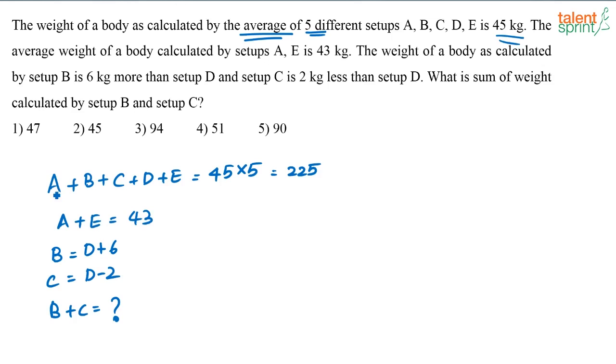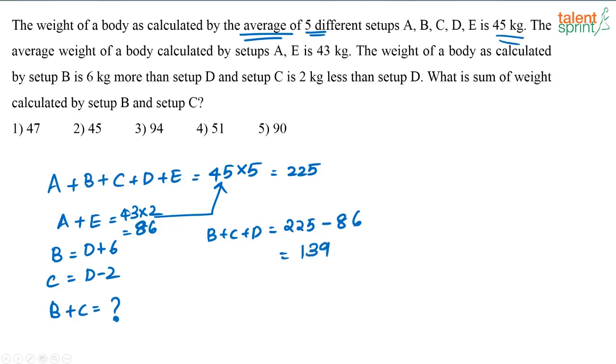So, put A plus E in the first equation, what will you get? If I put A plus E is equal to 43 in the first equation, I will get B plus C plus D equal to 225 minus the sum of A and E. The average weight of A and E is 43 kg, so the sum of weight of A and E is 43 into 2, that is 86, correct? So, B plus C plus D is 225 minus 86, that is nothing but 139, correct? So, B plus C plus D is 139.